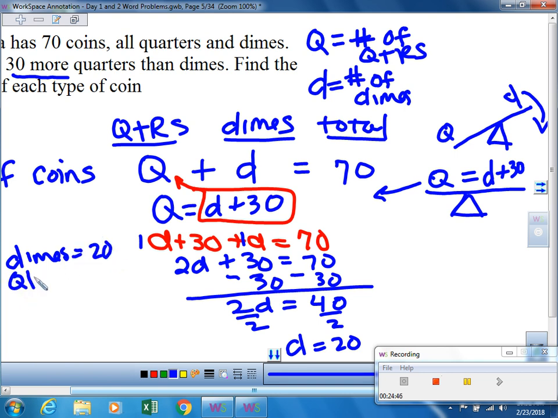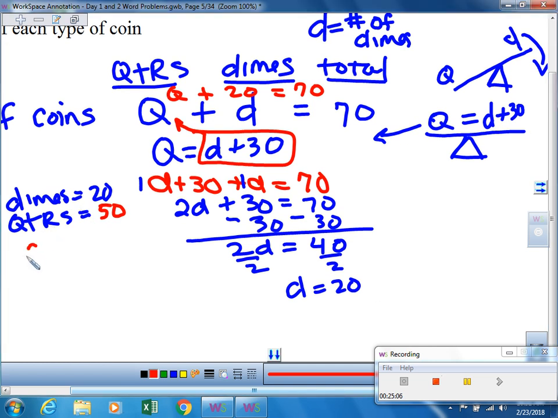So now I need to figure out how many quarters I have. So I can look right here. Q plus 20 equals 70. So how many quarters do I have? 50. So your check.